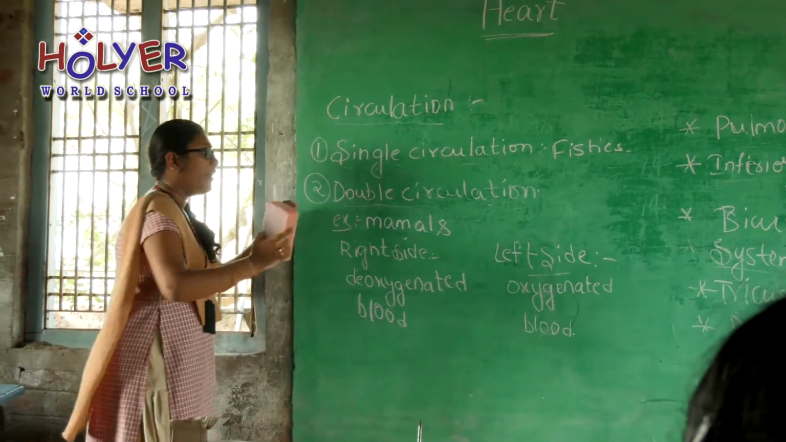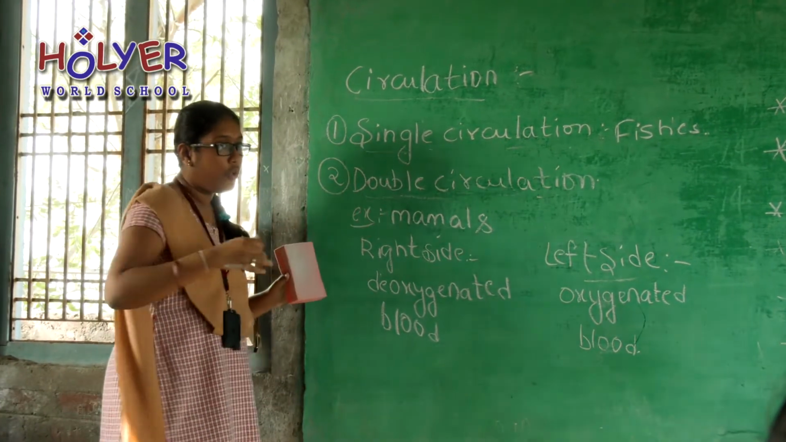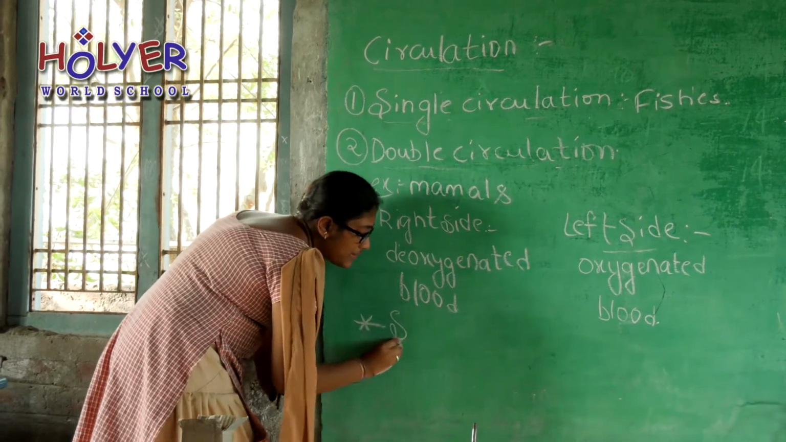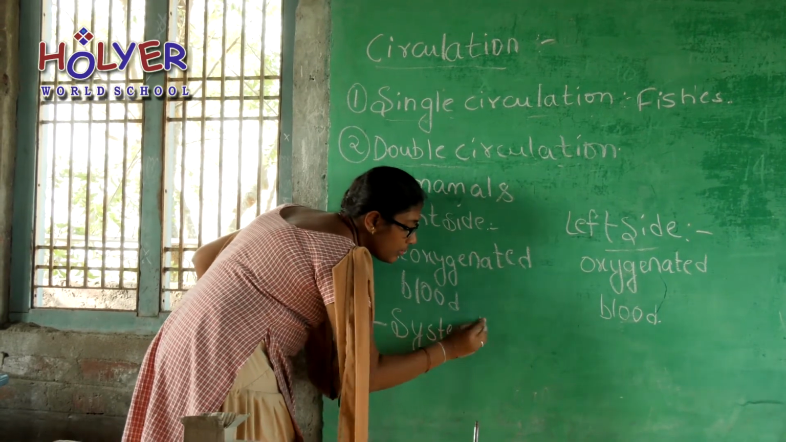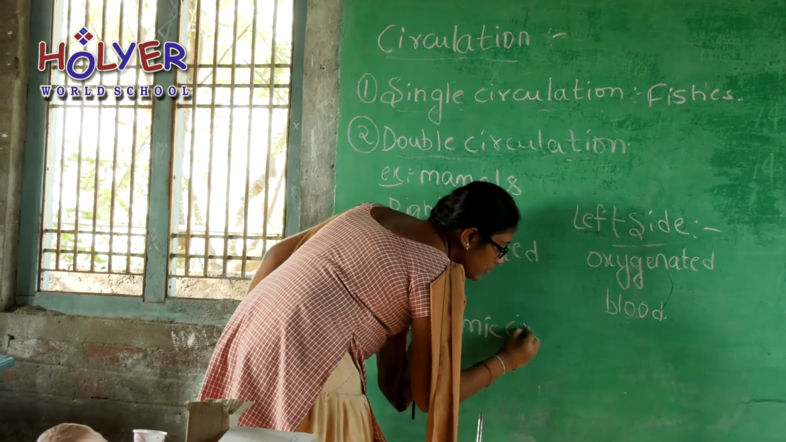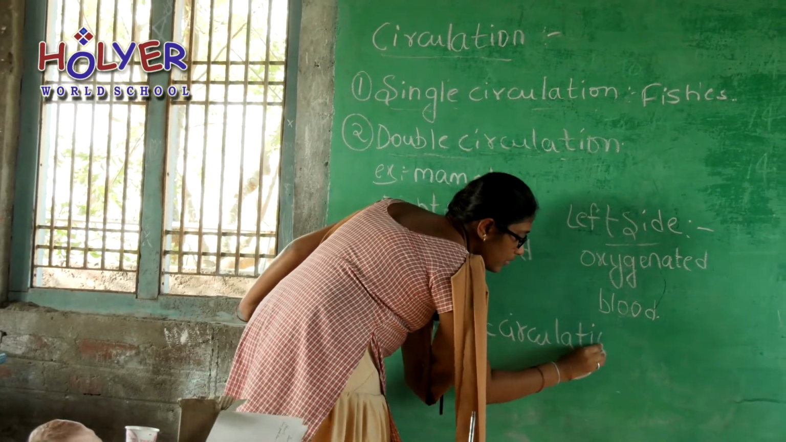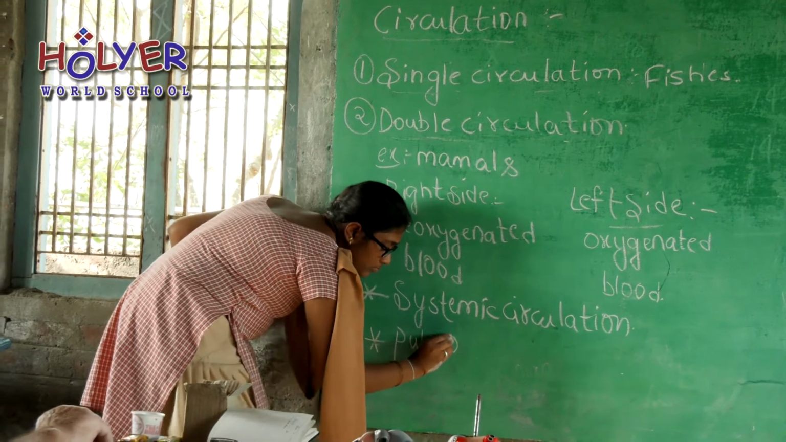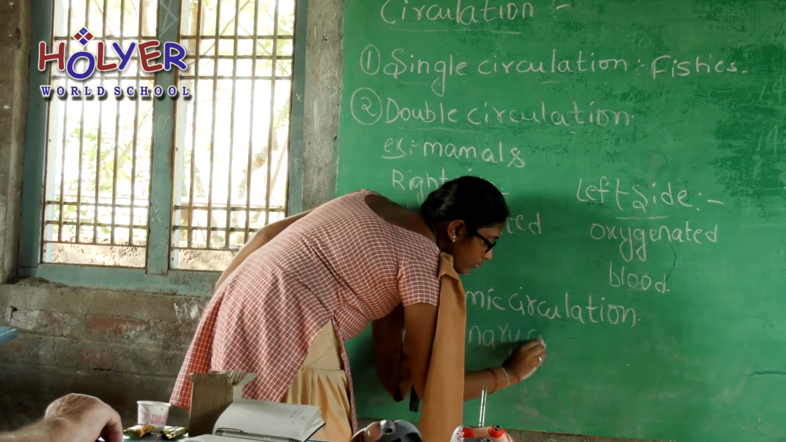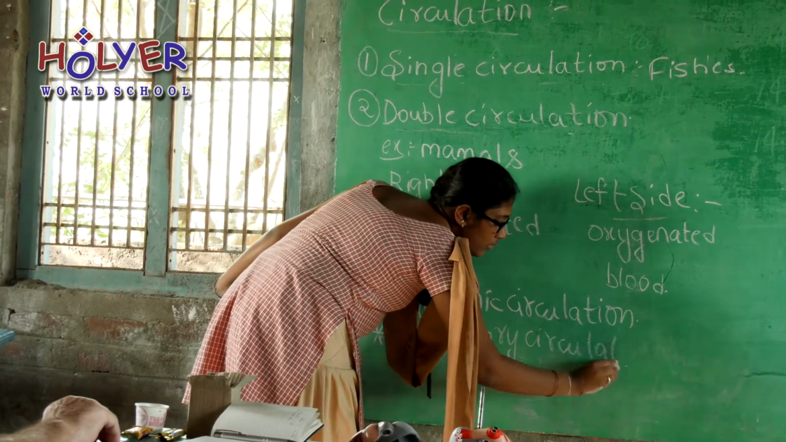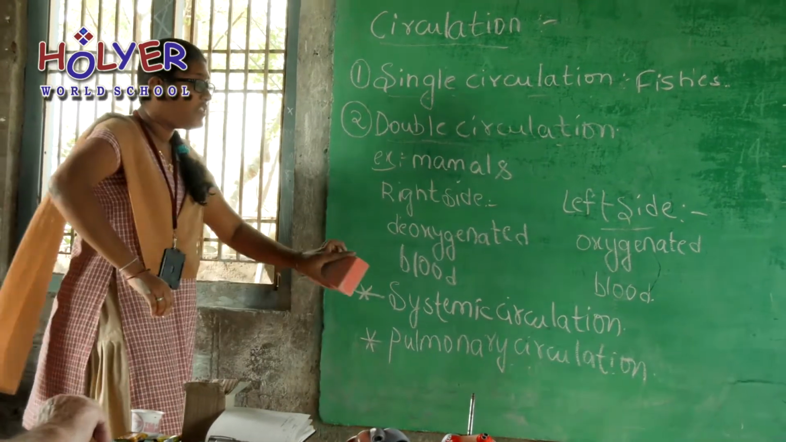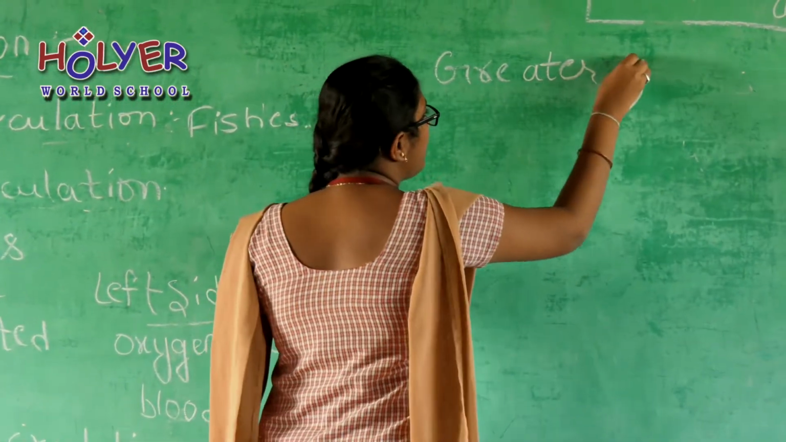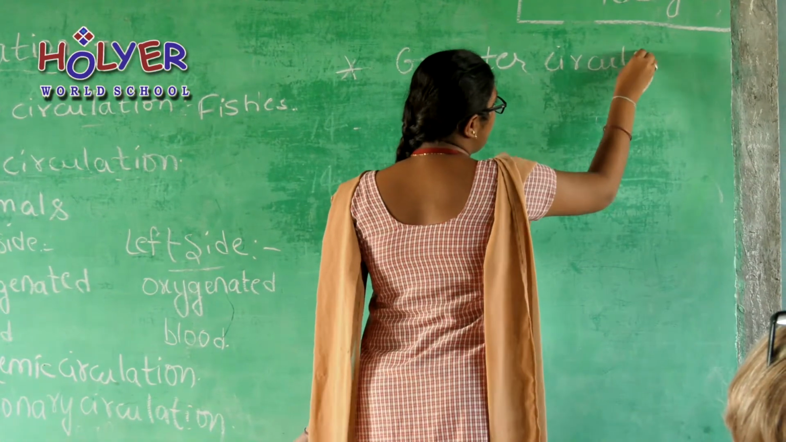In double circulation, there are 2 subdivisions. They are systemic circulation and the second one is pulmonary circulation. These are simply called greater circulation and lesser circulation.